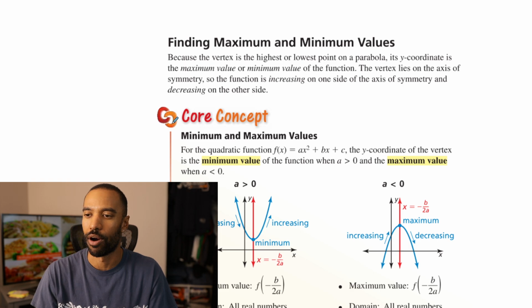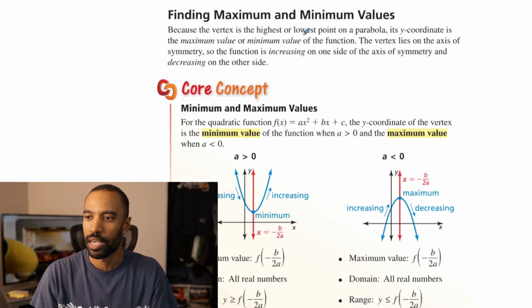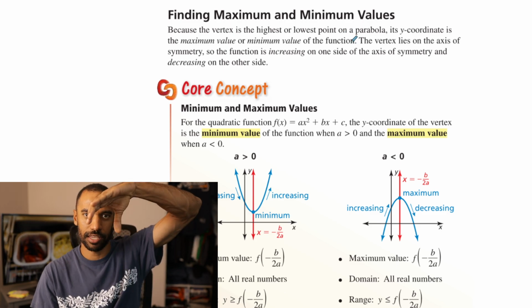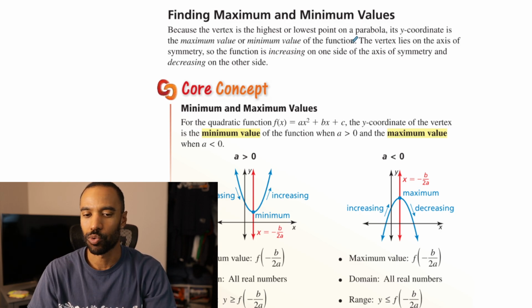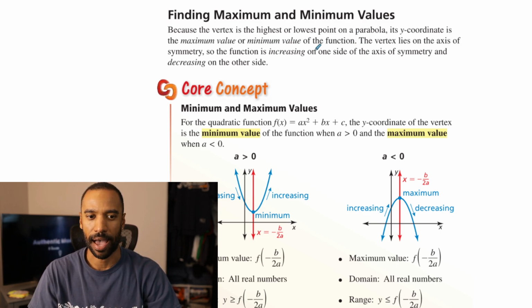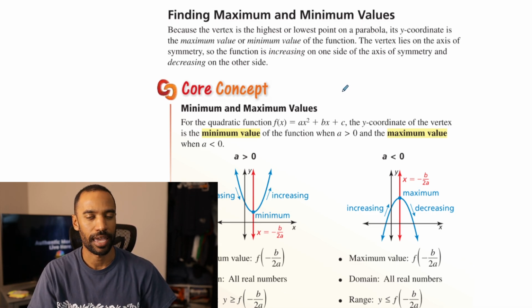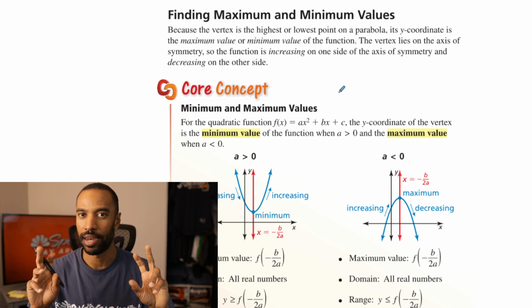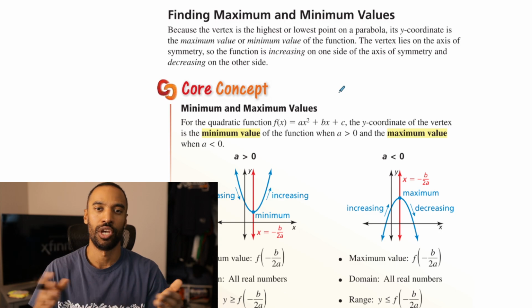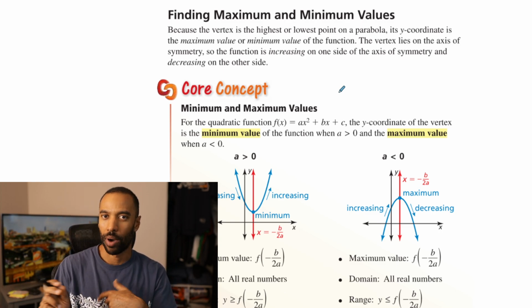Okay, let's keep moving forward there, and let's find maximum and minimum values. Because the vertex is the highest or lowest point on a parabola, its y-coordinate is the maximum value or the minimum value of the function. The max or min is all about what the y value is, how high it goes, how low it goes. The what is the y. If they ever say the when, especially on word problems, that's the x. When does the maximum value occur? What is the maximum value? Or when does the min occur?